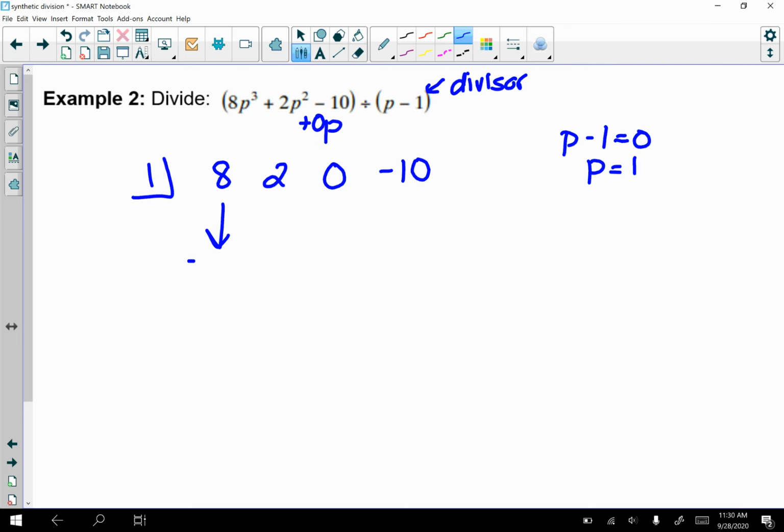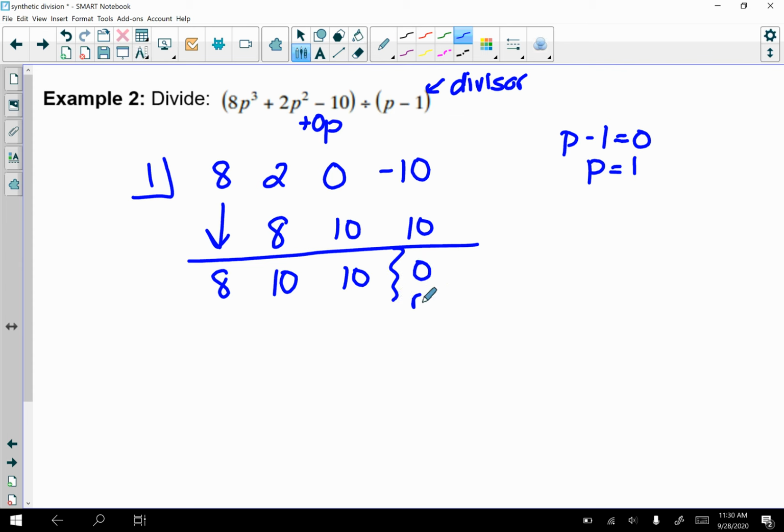Bring down the first term. Now you multiply. 8 times 1 is 8. Now we add. 2 plus 8 is 10. Now we multiply. 10 times 1 is 10. Now we add. 0 plus 10 is 10. Now we multiply. 10 times 1 is 10. Now we add. Negative 10 plus 10 is 0.